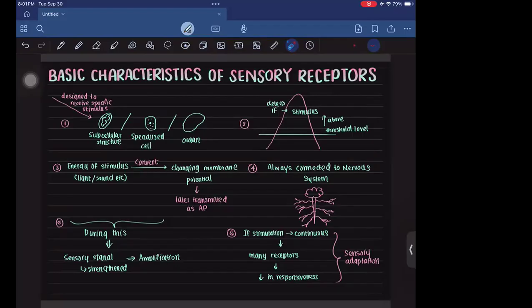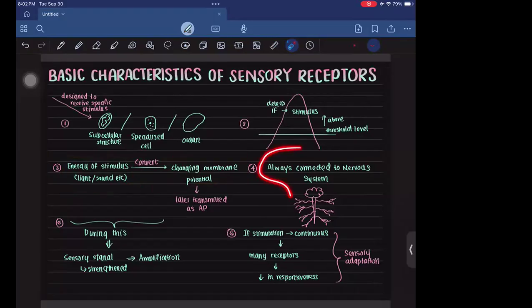Okay, so these are the six basic characteristics of sensory receptors. One last time, everyone say with me, what are the basic characteristics? One, it can be a subcellular structure, a specialized cell, or an organ which is designed to receive a specific stimulus. Then, when will it be able to detect the stimulus? If the stimulus is at or above the threshold level. Third, how is it going to transmit the information to your brain? Through nerve impulses. So, how is it generating those nerve impulses? The energy is obtained from the stimulus, and that energy is converted into a changing membrane potential, which will later be transmitted as an action potential.